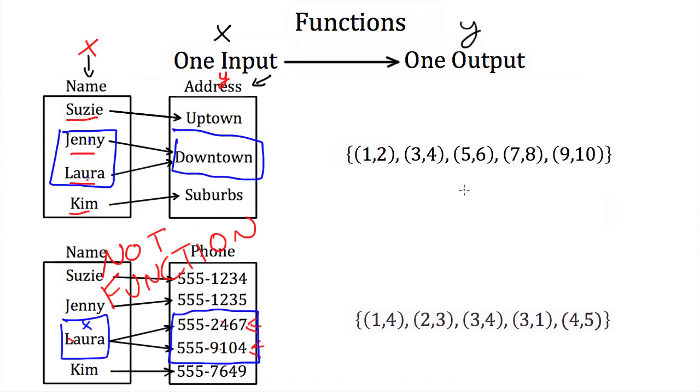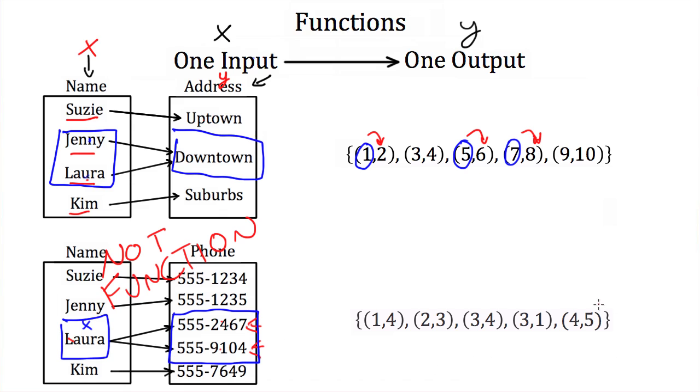Now let's look at these ordered pairs we're given. We have ordered pair 1, 2, 3, 4, 5, 6, 7, 8, and 9, 10. This represents a function. For every x value, I have only one y value. 5 goes with 6, 7 goes with 8, and so on.